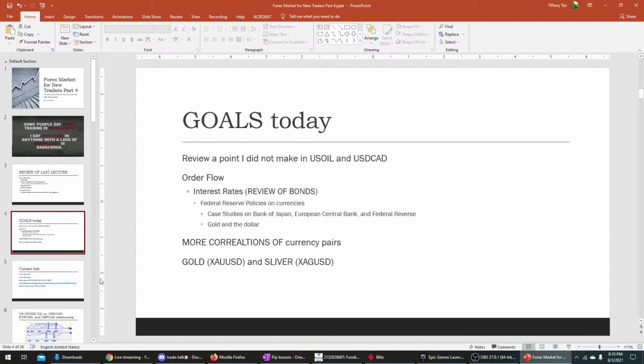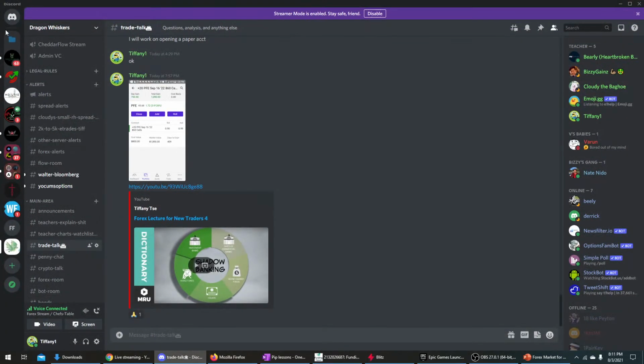Okay, so my goal today is that I didn't really make a point about oil and the CAD pairs. So we're going to talk about that. Order flow is something where you have to look into central banking and know about the bonds, because what determines a currency pair and the rate it's trading at is actually market forces, but also the Federal Reserve policies that are taking place. And I still forgot to share this in our group. Sorry.